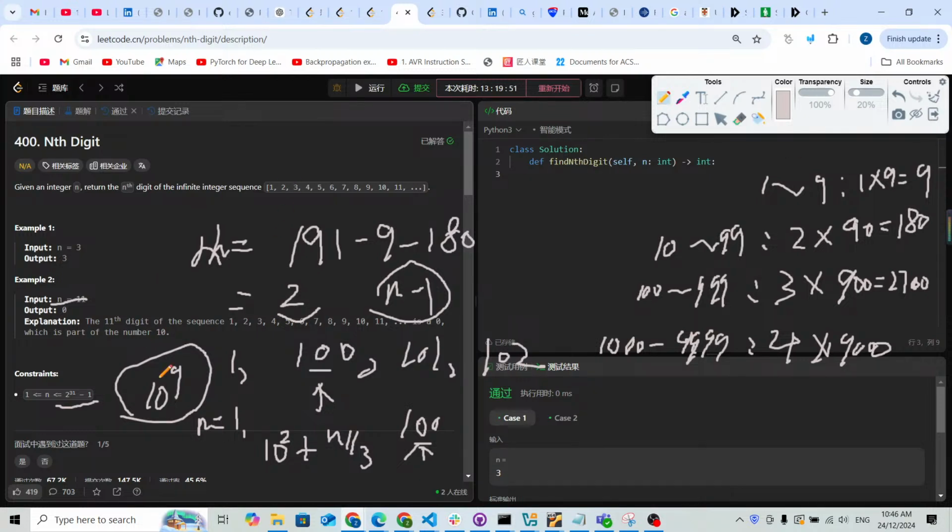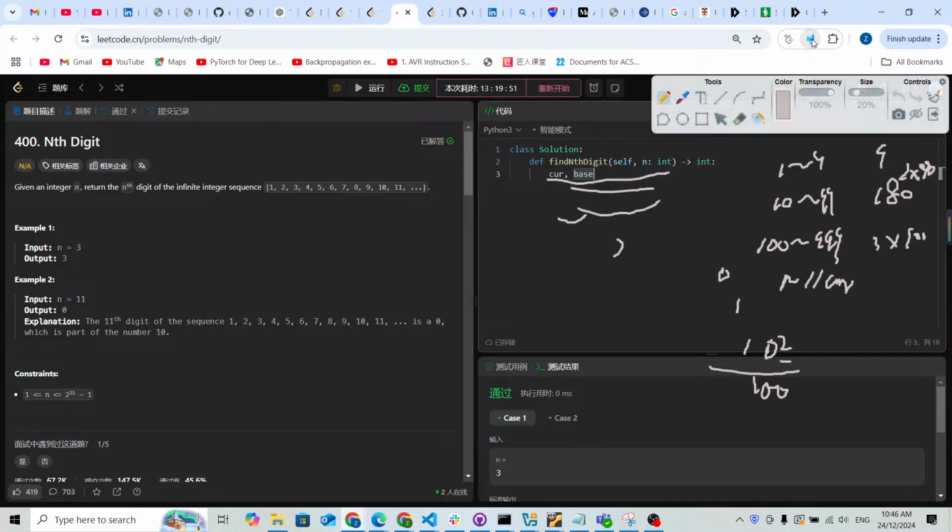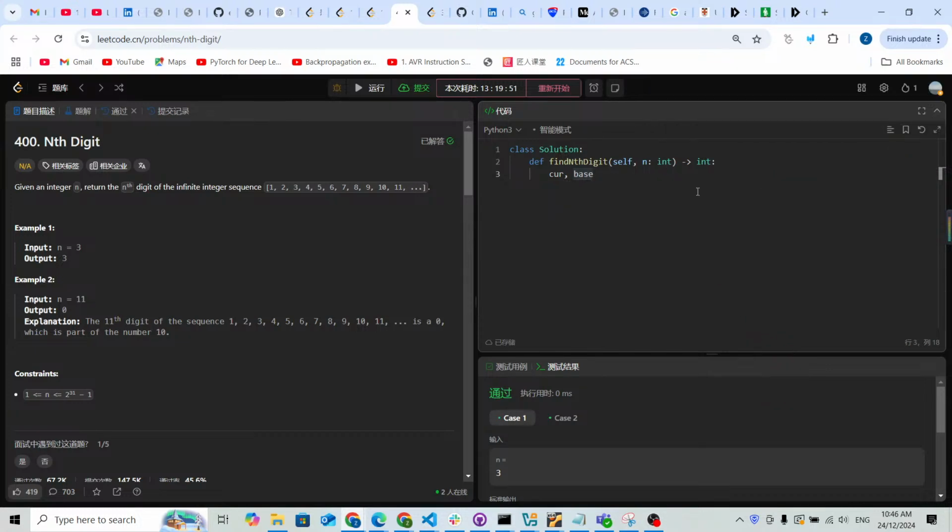Now we're going to use this kind of idea to calculate the final result. So basically, this is going to be a mathematical problem. We're going to prepare some current and base to check the final result of n. According to this way, the current means how many digits. And base we're going to set as 9, because we use something like 1 times 9, 2 times 90, 3 times 900, something like that. So current is going to start from 1 and base is going to be 9.